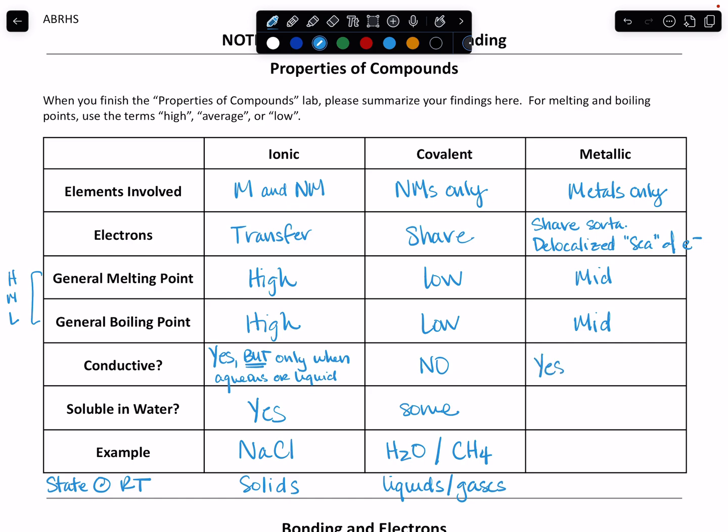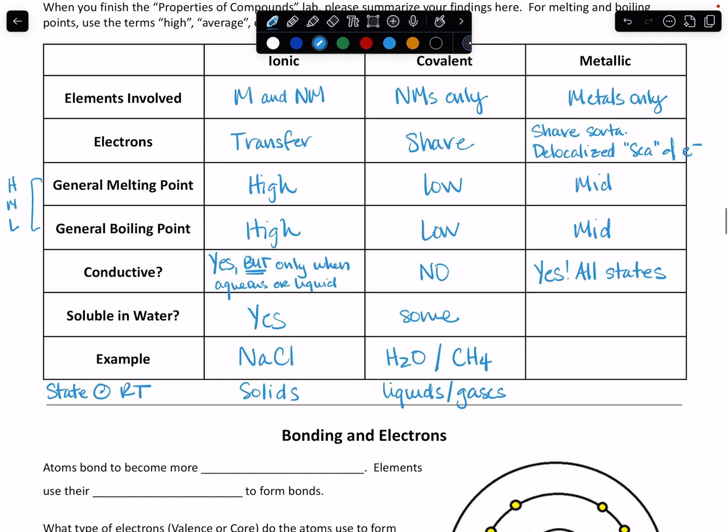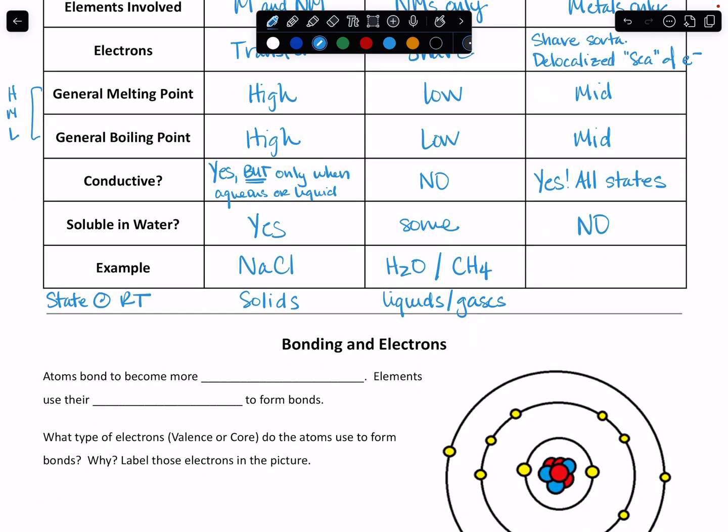Now, conductivity, yes, and they are conductive in all states. So that's going to separate them some from ionic compounds, which cannot conduct in the solid state, whereas metals can. Are they soluble in water? Nope. Thank goodness, because then metals would dissolve all the time. If it rains, that would be very bad. And their state at room temperature, these also tend to be solids with a few exceptions, mercury being the main exception there. Examples, we could do iron, or you could have something like brass, which is an alloy, a mixture of metal atoms.